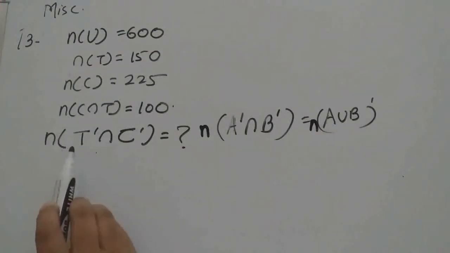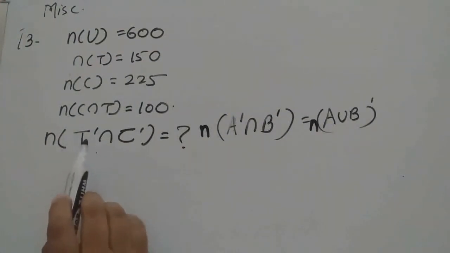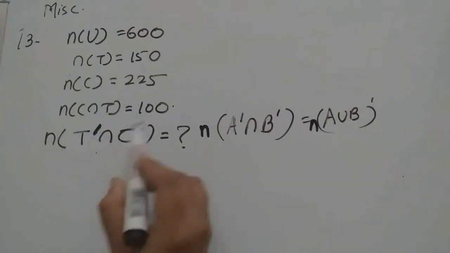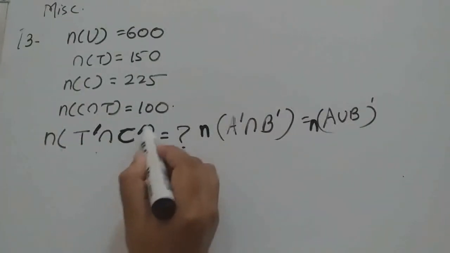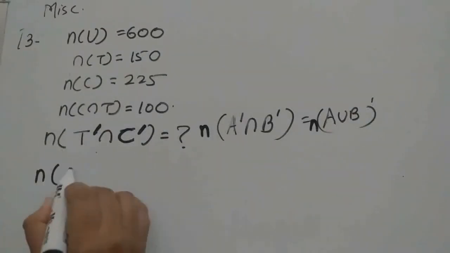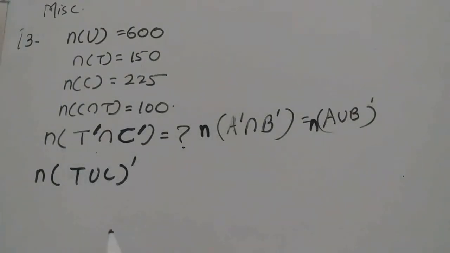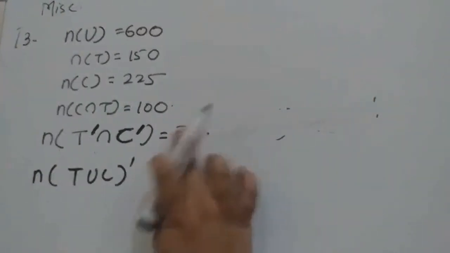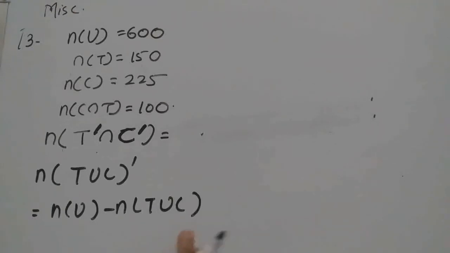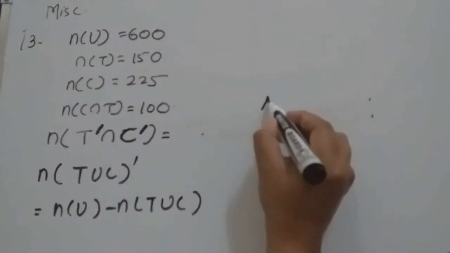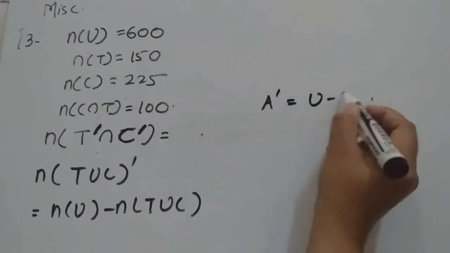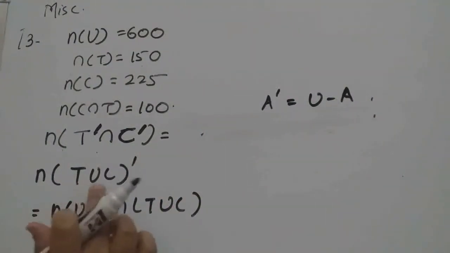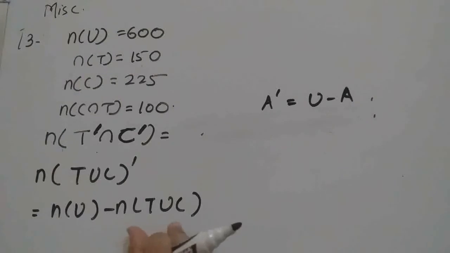So now we should find here how many students taking neither tea, means tea complement, and not coffee, isn't it? So this will be equal to N of T union C complement. Now T union C complement is what? N of U minus N of T union C, isn't it? Because complement of any set means U minus A. So here we have T union C complement means U minus T union C.